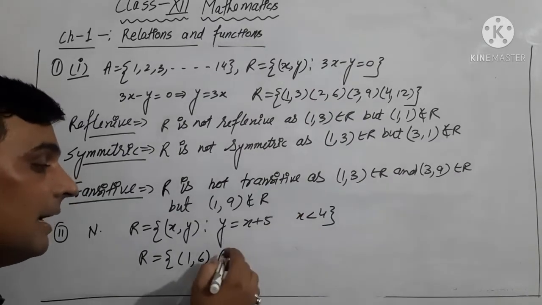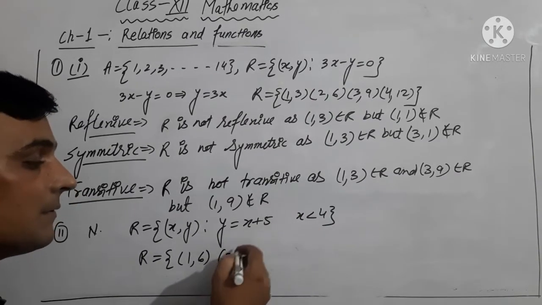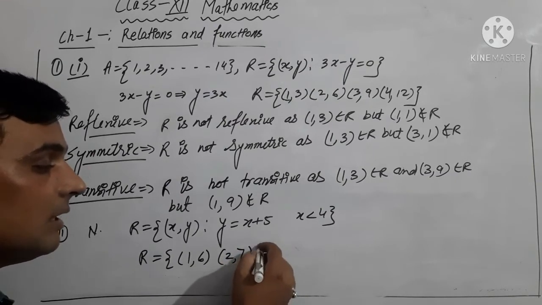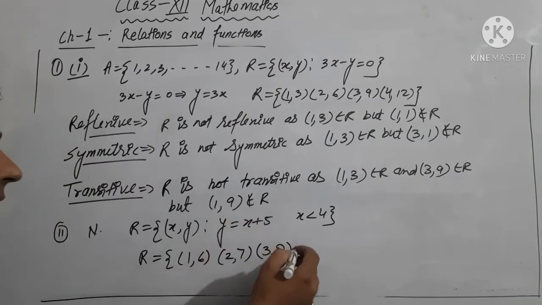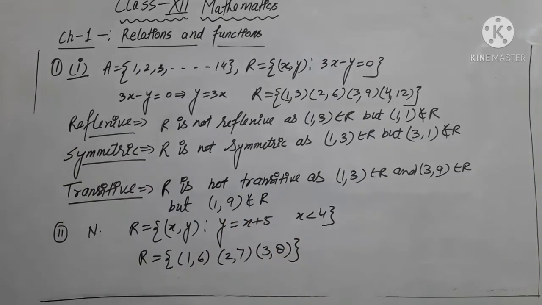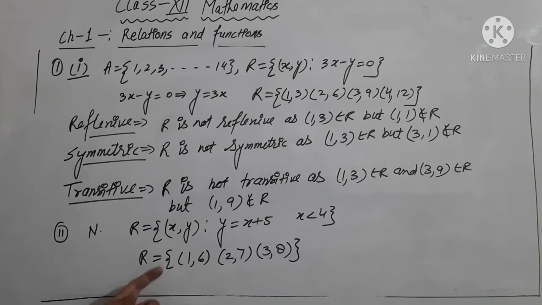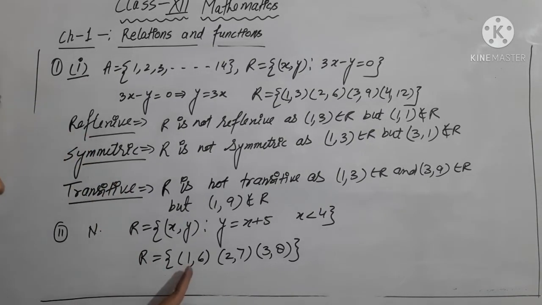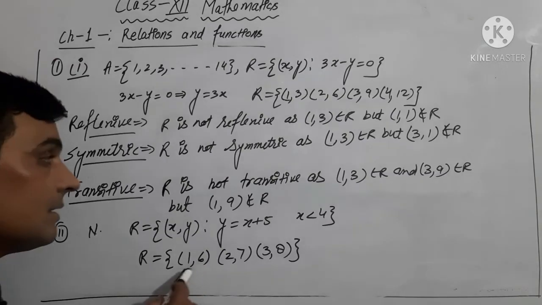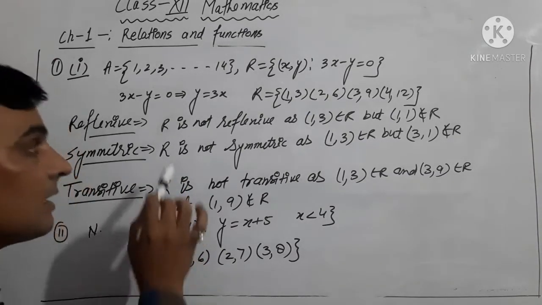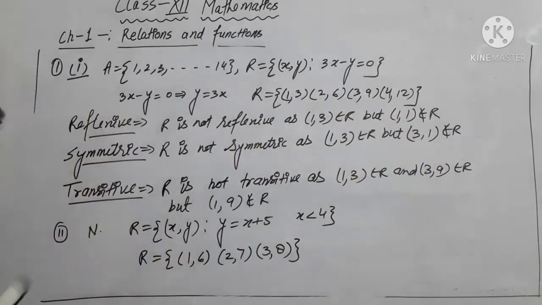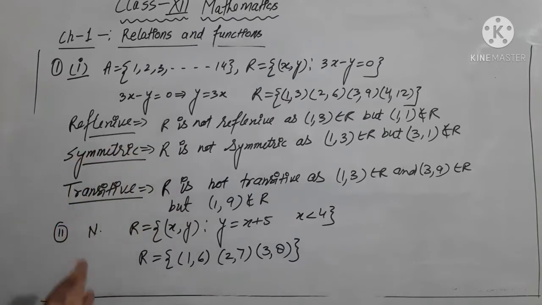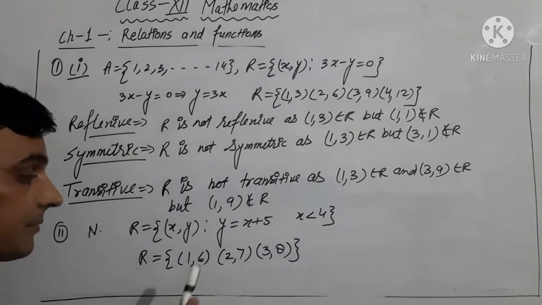Now we are taking x equal to 2. Then 2 plus 5, 7. And for x equal to 3, y is 3 plus 5, 8. This is the roster form. Now I am checking one by one. Firstly reflexive. 1 comma 6 belongs to R, but 1 comma 1 does not belong to R. So R is not reflexive. You have to write R is not reflexive as 1 comma 6 belongs to R, but 1 comma 1 does not belong to R. Same part, you can do it.